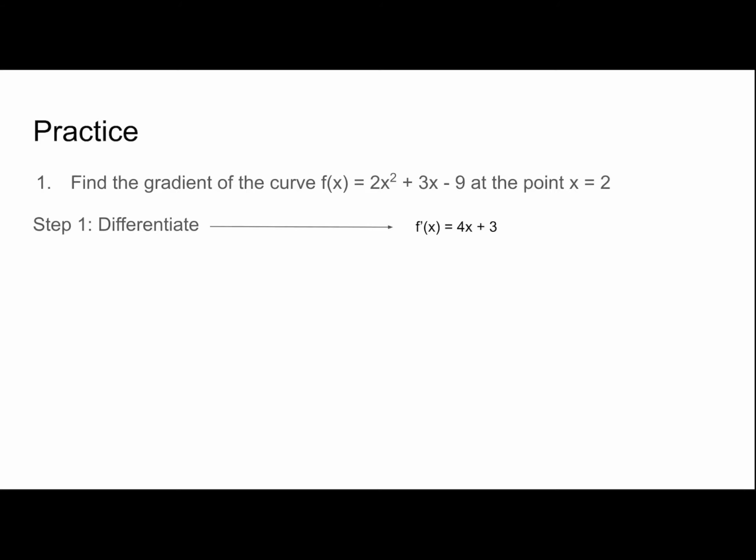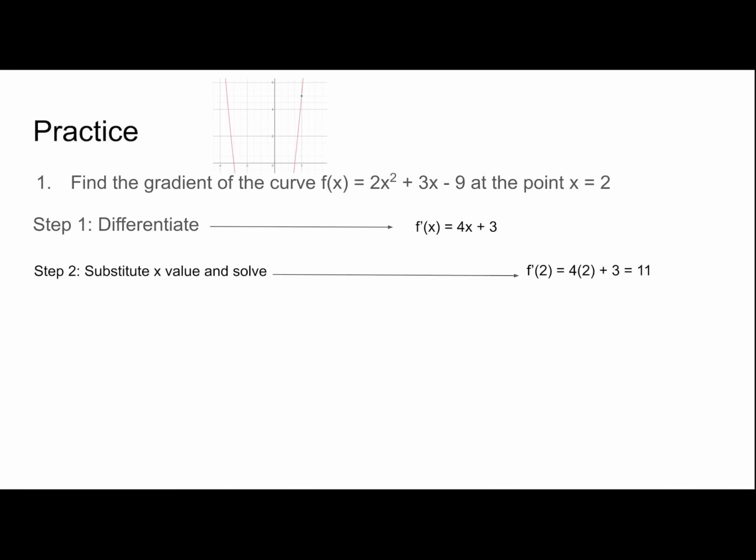And we want to find the gradient at x equals 2. Simply, if we substitute 2 back into our f dash of x, we can find our gradient. If we substitute the x value and solve, that should give us a gradient of 11. And I've got a few graphs here. When we want to find the gradient at x equals 2, I've marked it with the green dot. If we differentiate this, we'll get a linear graph, and that linear graph will show us the gradient at that point. So when x equals 2, our gradient is 11, as seen there.